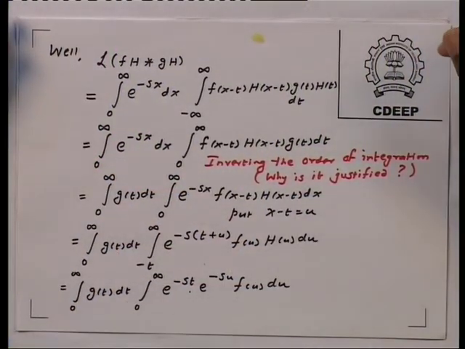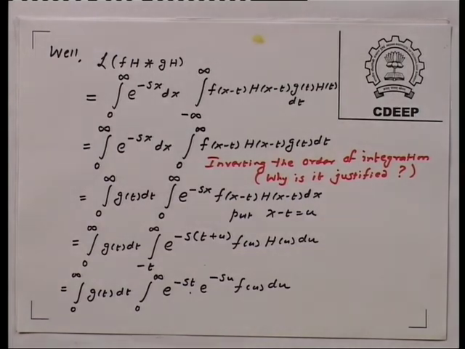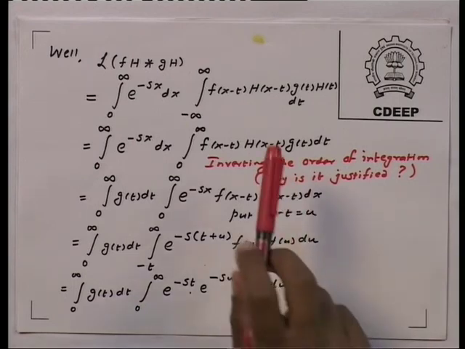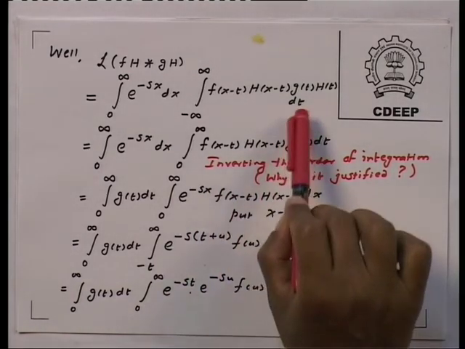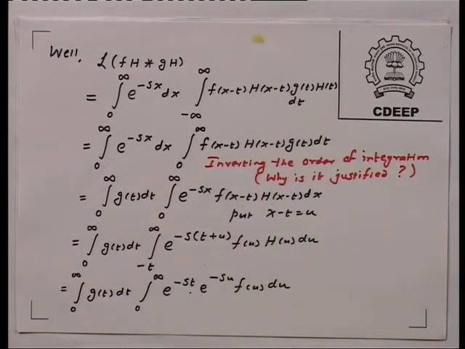Alright. Now let us come to the proof of the formula. Laplace of fh star gh. What is it? By definition, it is the integral from 0 to infinity of e to the power minus sx times the convolution. What is the convolution again? It is an integral from minus infinity to plus infinity. I repeat, that is the definition of convolution, and I am using that definition: f of x minus t, h of x minus t, gt, ht, dt.